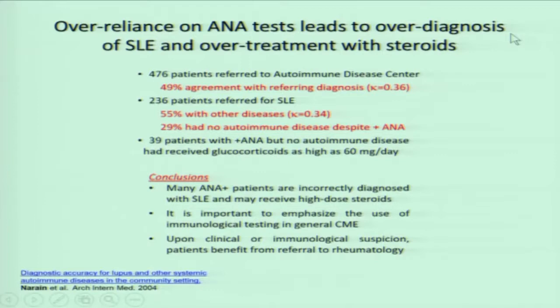All right. Now, is this consequential? Well, you saw a case here where it really led to misdiagnosis or lack of diagnosis for quite some time, but it has other problems as well. So over-reliance on ANA testing leads to overdiagnosis of SLE and over-treatment with steroids. And also, I don't think I can overemphasize the emotional impact that these diagnoses have on patients.